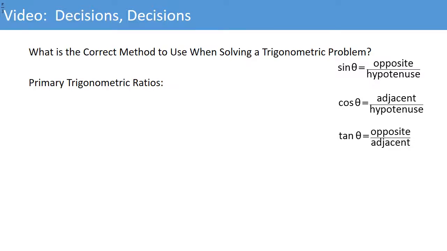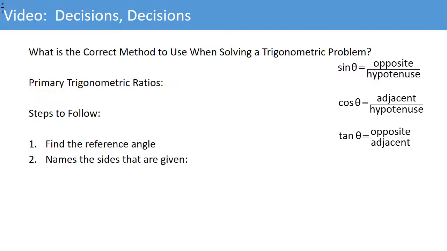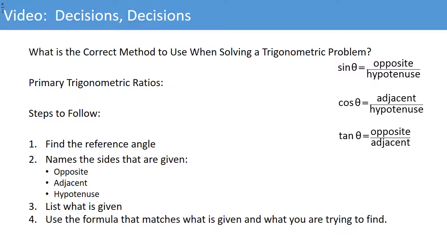Let's keep these in reference here as we talk about the steps to follow. Given a diagram, or you may have to sketch your own diagram. Regardless, find the given reference angle. Name the sides that are given: opposite, adjacent, hypotenuse. List what is given in the question. This will help you to know which formula to use. Then use the formula that matches what is given and what you are trying to find.